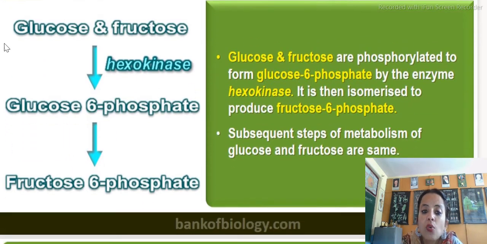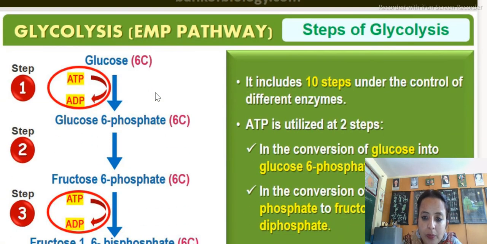After that, this glucose and fructose will be phosphorylated. We add phosphate to it and it becomes glucose 6 phosphate with the help of the enzyme hexokinase. After that it is isomerized to form fructose 6 phosphate. Similarly, the subsequent steps of metabolism are the same for glucose as well as fructose.